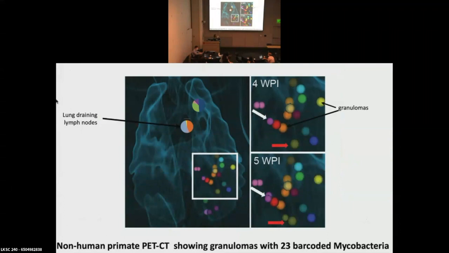And the multicolor is a lymph node because, of course, the draining lymph nodes accept antigen from all the different granulomas. And what you see between 4 weeks post-infection and 5 weeks is the splitting of one granuloma, which we refer to as a dissemination event. And again, that's not well understood, how that granuloma disseminates.